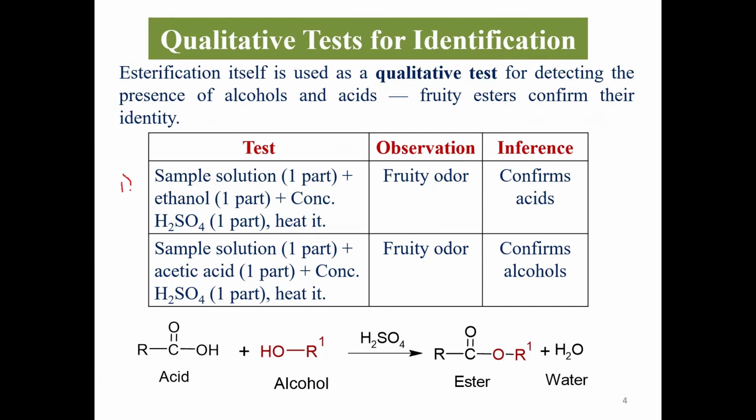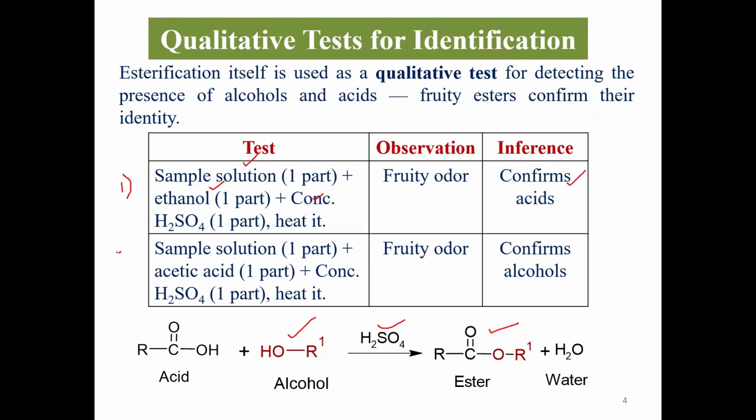The first one is, let us say the given sample is a carboxylic acid. Then we will take one part of the sample solution, add ethanol and concentrated sulfuric acid to it, shake it well and immediately heat it for a few seconds. As soon as you heat it, if the given sample is a carboxylic acid, then it reacts with alcohol in the presence of acid and generates esters. So how can we say whether esters are formed or not? If the given compound is a carboxylic acid, immediately we will get a fruity odor due to the formation of ester. So that is how we can confirm the presence of carboxylic acid in the given sample.